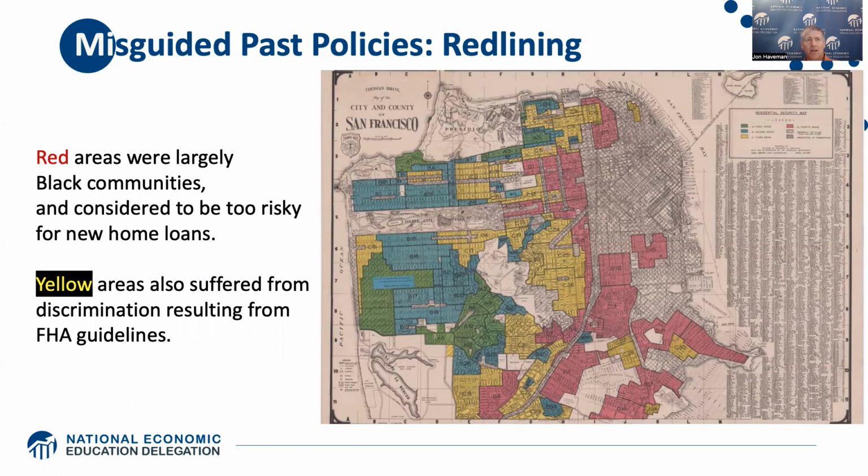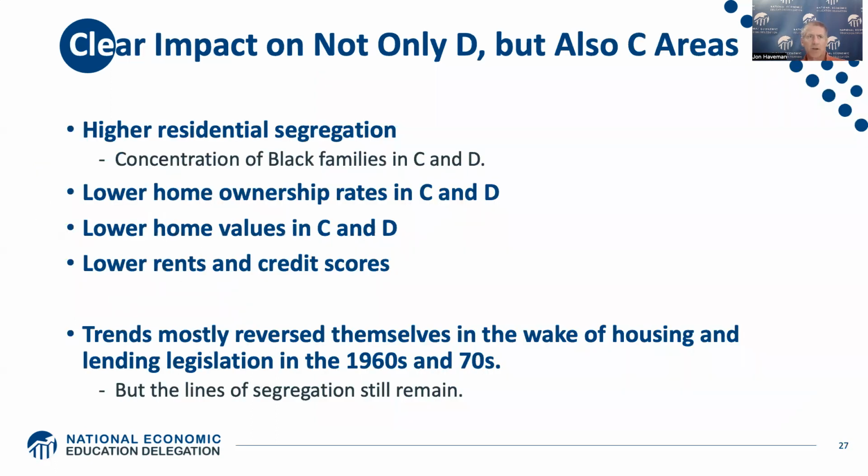So in San Francisco, the red areas were largely Black communities, considered too risky to give a home loan. The yellow areas also suffered from discrimination resulting from the FHA guidelines. So we talk about redlining, but there were implications for other neighborhoods as well. There's clearly an impact on not only the D areas, but also the C areas. In the C and D areas, we saw more residential segregation and lower home ownership rates. Why lower home ownership rates? Not only because the population in those neighborhoods was low income, but because since they had been graded as C or D, the possibility of home appreciation was much lower, so it was much less worthwhile to buy your home. Consequently, there was lower demand for the homes, lower property values, lower rents, and lower credit scores in most of these neighborhoods as well.